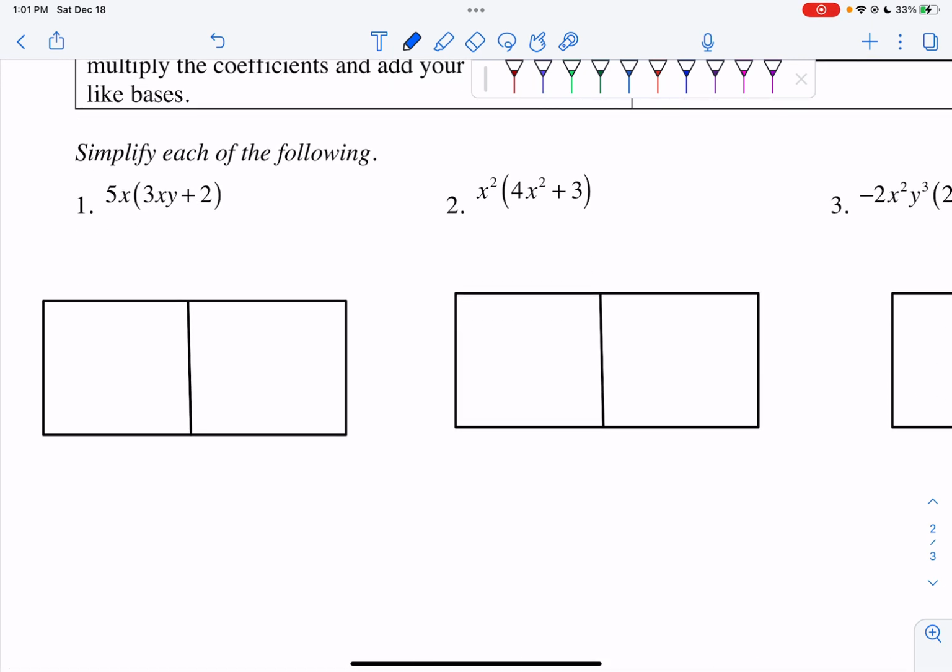Let's look at the next example. I have 5x times 3xy plus 2. Don't forget to put in your exponents. So when I do my multiplication, 5 times 3 is 15.